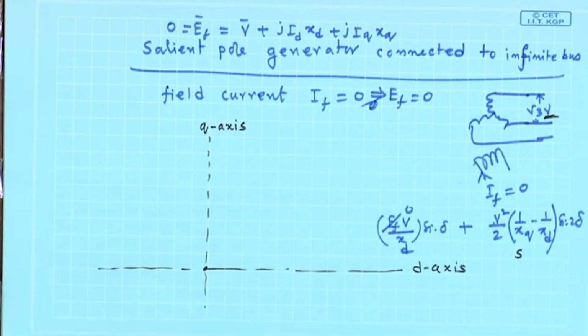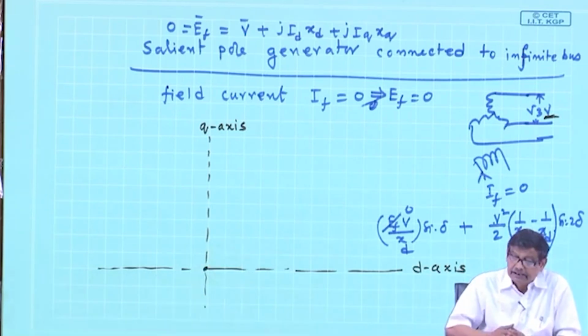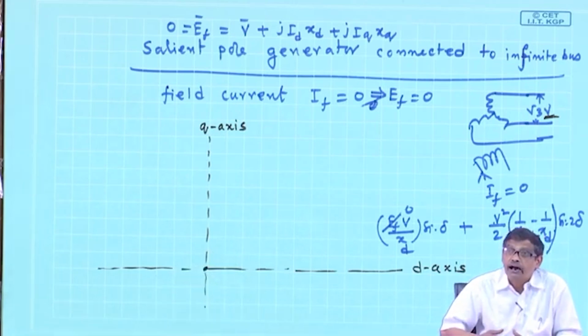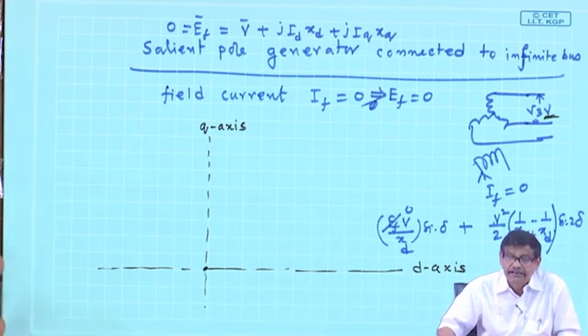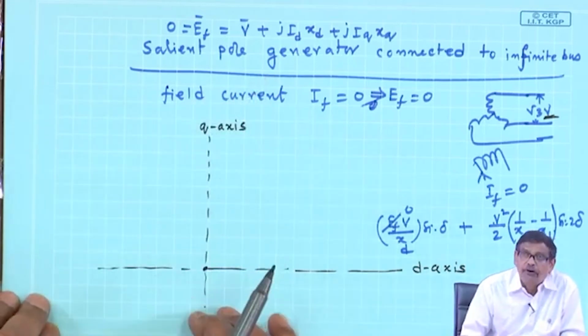However, EF is 0. So, the next thing I ask is, what is the machine operating condition? No power factor is given in this case. What I am telling is, field current 0, terminal voltage is finite. Then I have to apply my knowledge about the synchronous machine in this way: EF is 0, IF is 0, V is finite. Therefore, this generator must be operating under excited condition, because EF is vanishingly small and V is finite. So, this conclusion I have to draw.